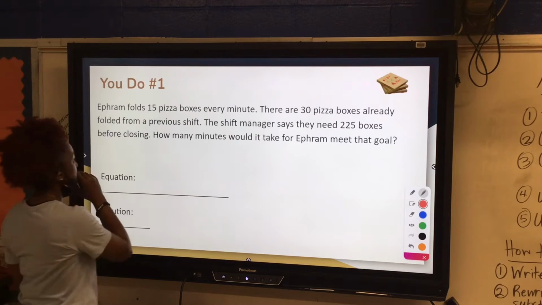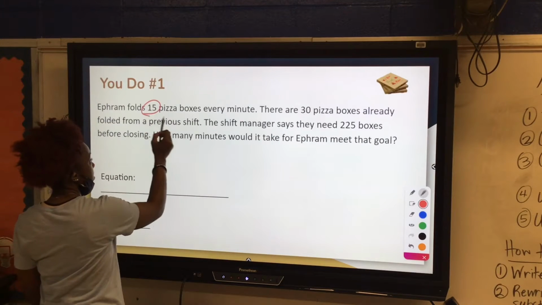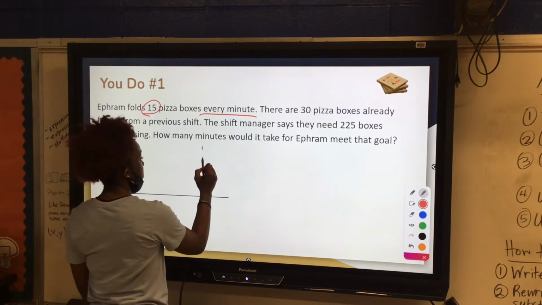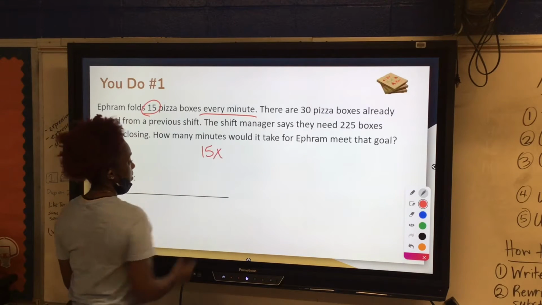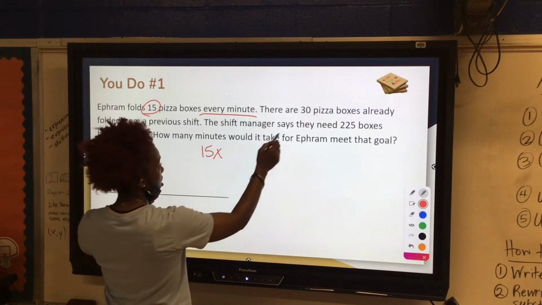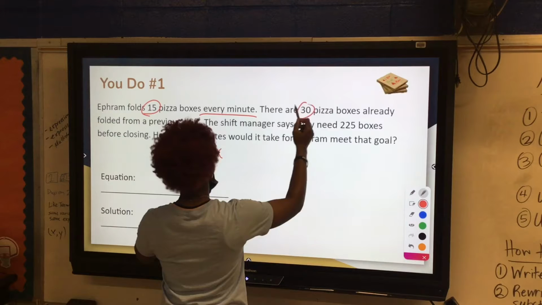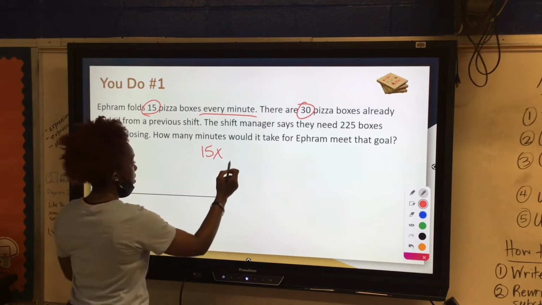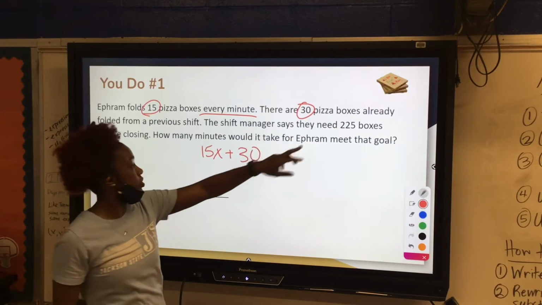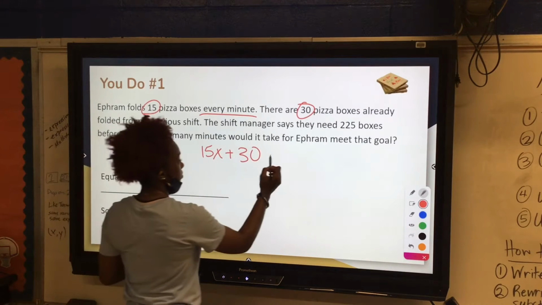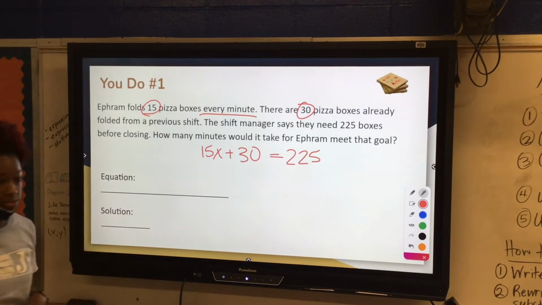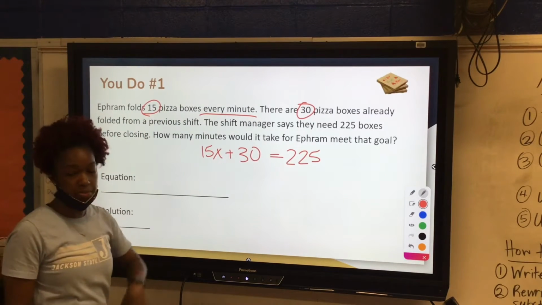Alright, so we see Ephraim folds 15 pizzas every minute, right? What does that tell us? Multiply. So I have 15 per minute, okay? And I'm just going to use X from now on. There are 30 boxes already folded, so I have plus 30. And then he needs 225 before closing. So equals 225, okay? Now that we have our equation, we can put it in Desmos.